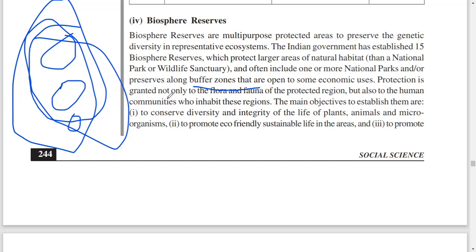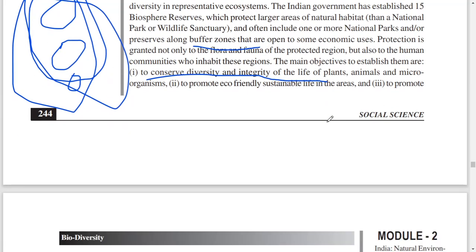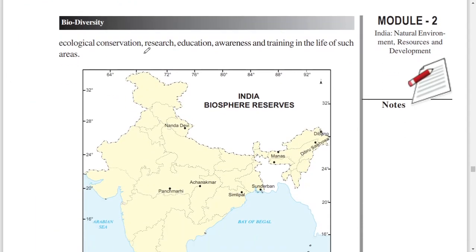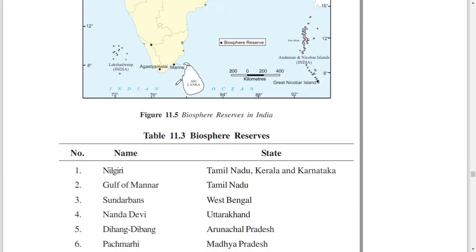Protection is granted not only to the flora and fauna of the protected region but also to the human communities who inhabit these regions. The main objectives to establish them are to conserve the diversity and integrity of the life of plants, animals and microorganisms, to promote eco-friendly sustainable life in the areas, and to promote ecological conservation research, education, awareness and training in the life of such areas.